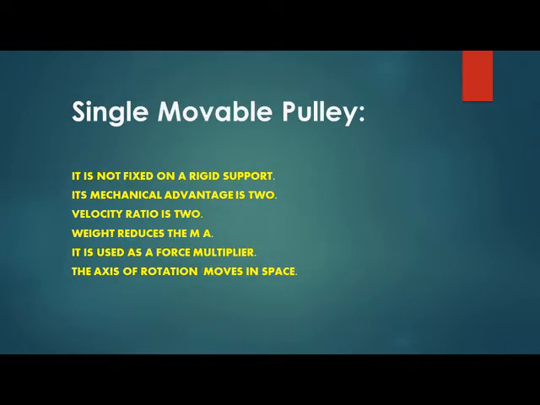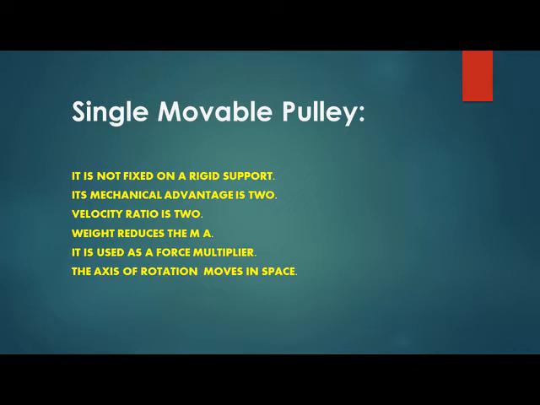In a single movable pulley, the pulley is not fixed to a rigid support. The mechanical advantage and velocity ratio are equal to 2 in the ideal case, and in actual practice, the weight of the pulley itself reduces the mechanical advantage. It's a force multiplier. Here, load moves in the direction of effort and the axis of rotation also moves in space.